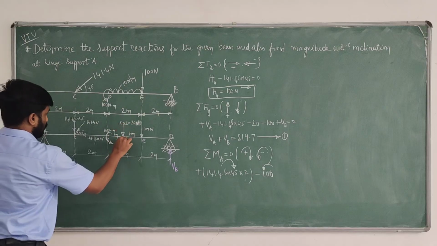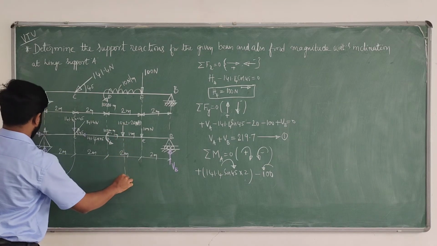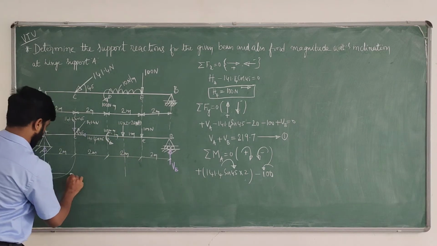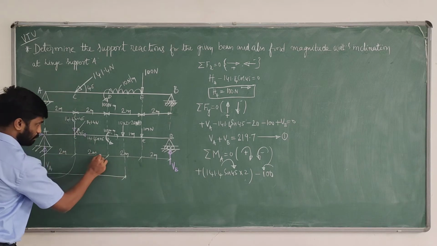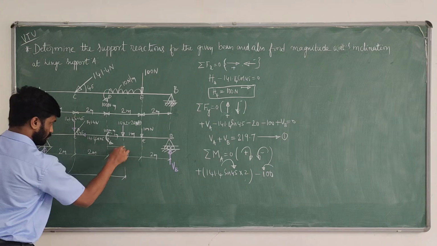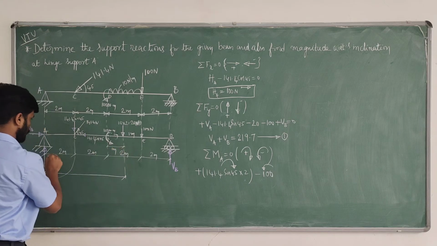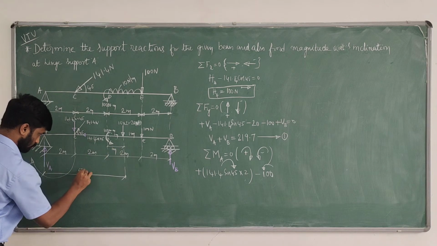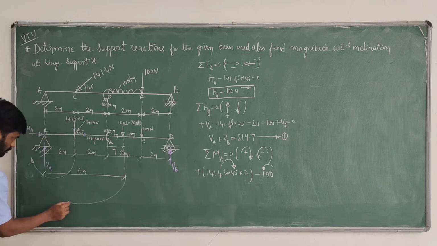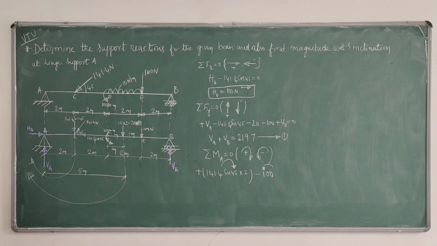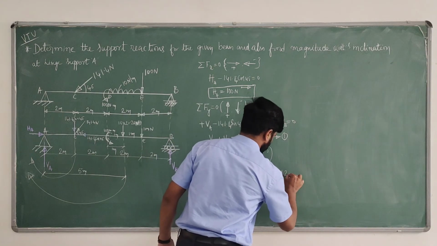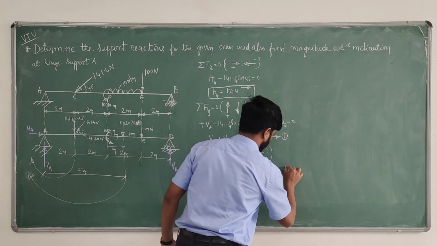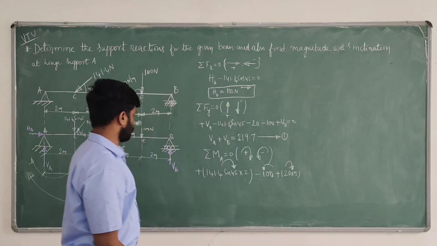Next, this 20 moves in this line because of this perpendicular distance, from here to here. How much? 2 plus 2 plus 1, which is 5 meters. It takes a turn about A in the clockwise direction. So plus 20 into 5, clockwise.